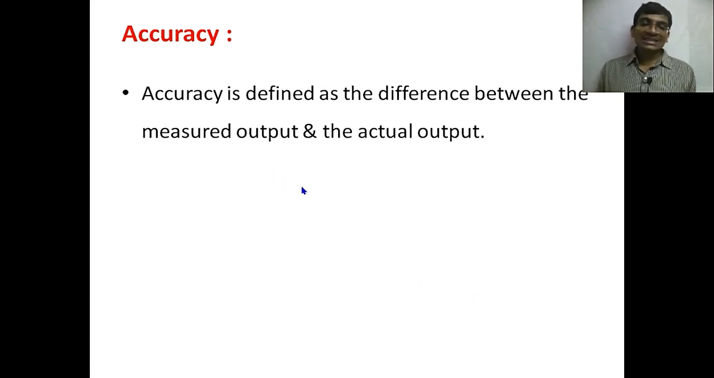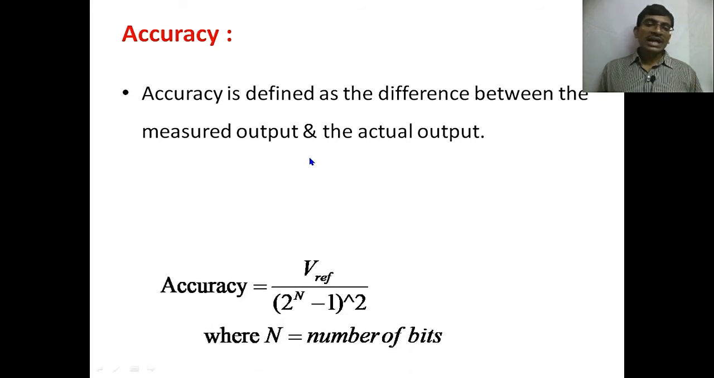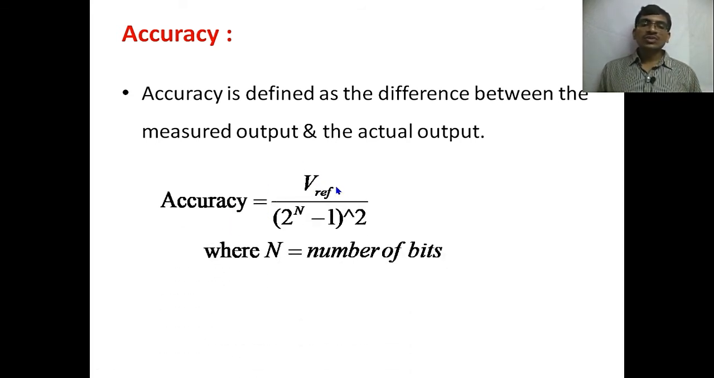And accuracy is the most important definition. Accuracy is defined as the difference between the measured output and the actual output. Accuracy is equal to V reference divided by (2 power n minus 1), the whole power 2, where n is the number of bits.